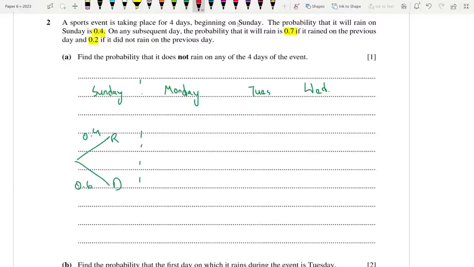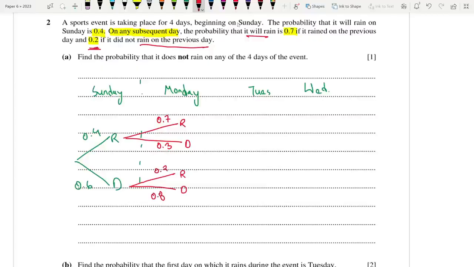Now, if we go further, on Monday, rain, does not rain. So on any subsequent day, that's the wording. For Monday, the probability that it will rain is 0.7 if it rained on the previous day. So this is equal to 0.7, while this is equal to 0.3. On the other hand, if you go here, rain, does not rain. Here, if it did not rain on the previous day, the probability that it will rain is actually 0.2. So this is 0.2 while this is 0.8.